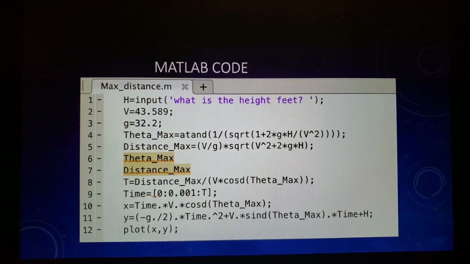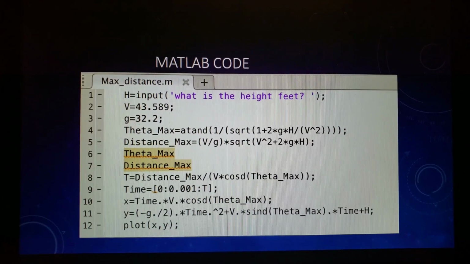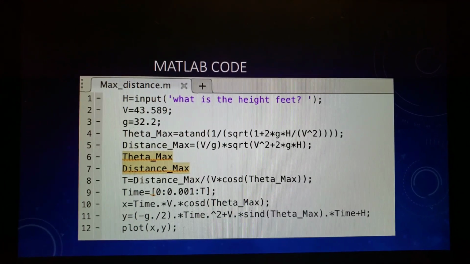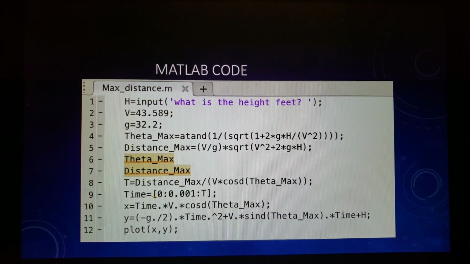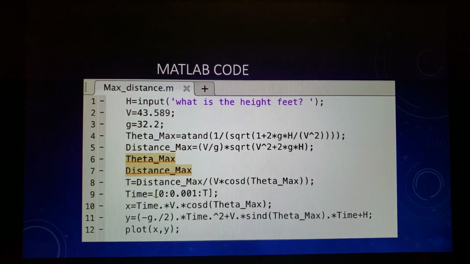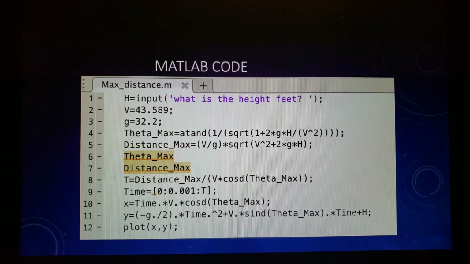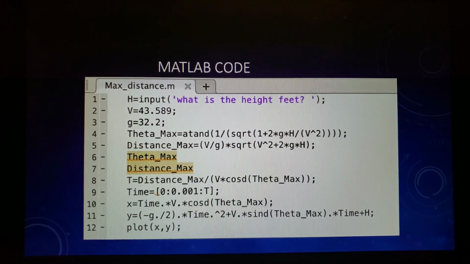Here's the Matlab code that we wrote. It will give the optimal angle and maximum distance that the Nerf dart can be fired at for each height. It will also plot that projection.